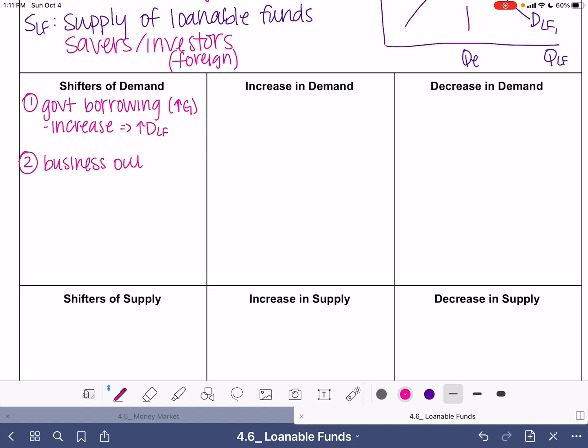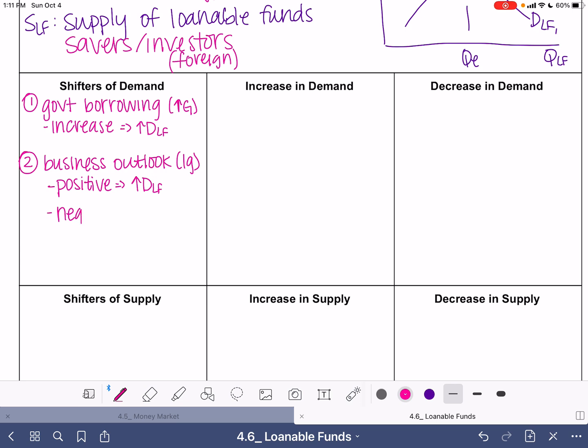So business outlook is just like consumer confidence, only this is business confidence. So this is all about investment spending, IG spending. So if we have a positive business outlook, everything's looking great, we're looking at expanding, we're going to have an increase in the demand of loanable funds.